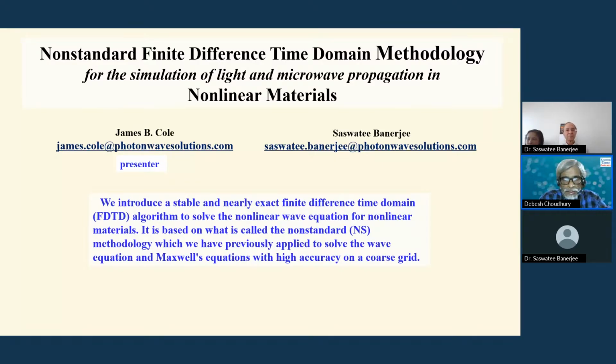This is the third part of the online mini workshop on computational photonics. The title of part 3 is Real-Time Propagation of Light in Complex Media, and the speakers are Professor James Cole and Dr. Saswatee Banerjee. So without any other words, I will just hand over the platform to Professor Cole and Dr. Banerjee. Please.